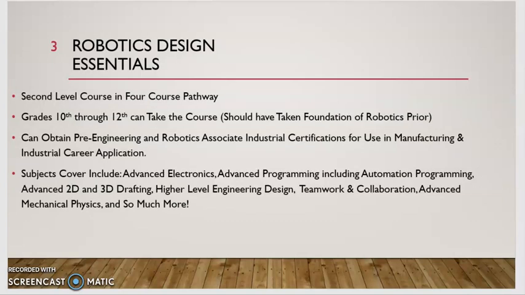The second course in the 4-course pathway is called Robotic Design Essentials. Generally, this is offered to students of grade 10 through 12, though a student of grade 9, if they've taken the foundation of robotics previously in middle school or such, could also take this course at that level. Generally, though, you should take the foundation of robotics course prior to this course. Again, during this course, you can still obtain the pre-engineering and robotics associate industrial certification and work towards that if you haven't already got it.